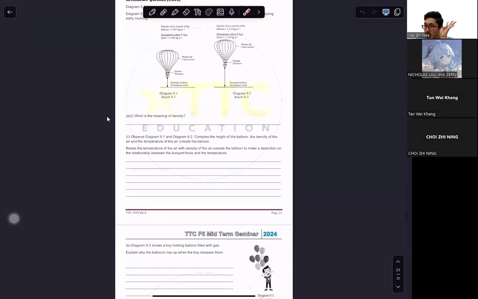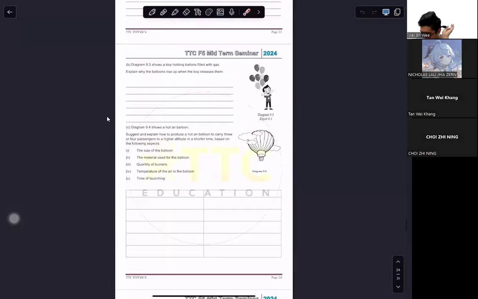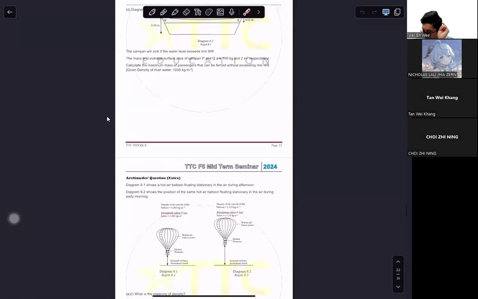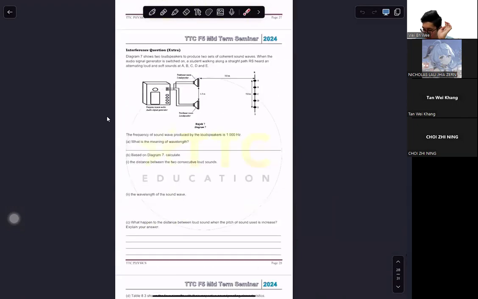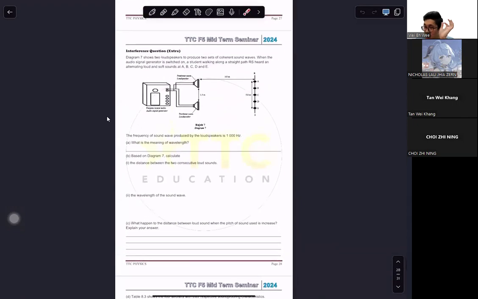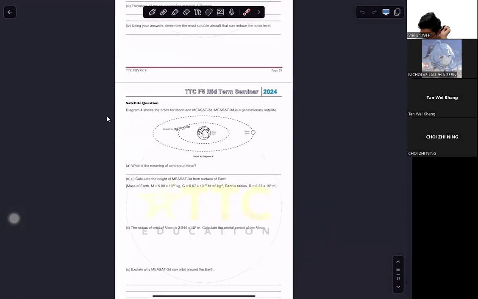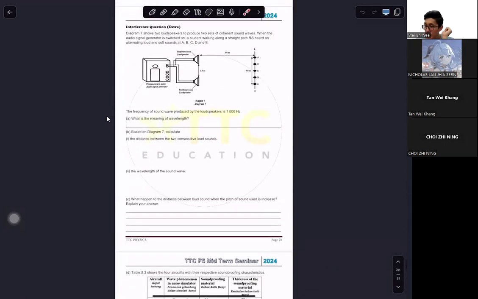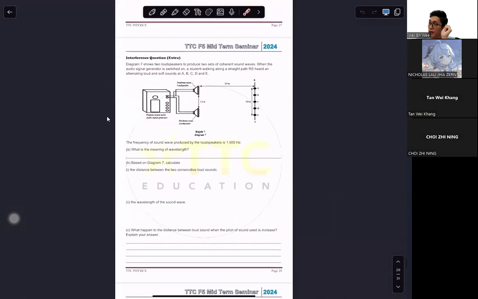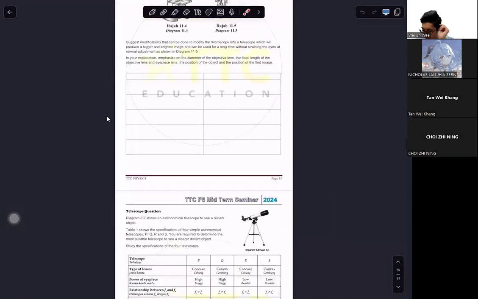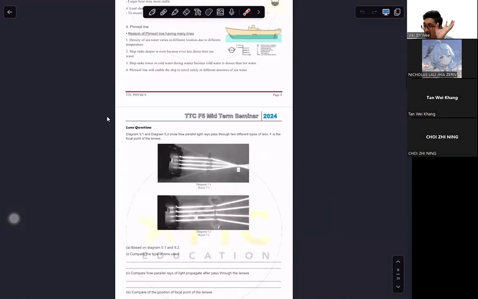And then the last part, we will do Form 4 again. But I believe we only have enough time to do either waves or gravitation. So later we'll see which one you prefer to do. You can choose which one you want to do later on. But we will start off with our light and optics questions first, from Chapter 6.